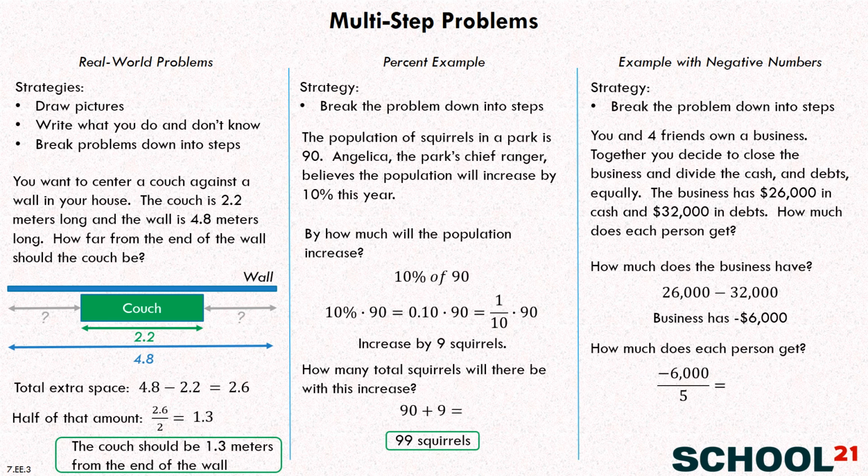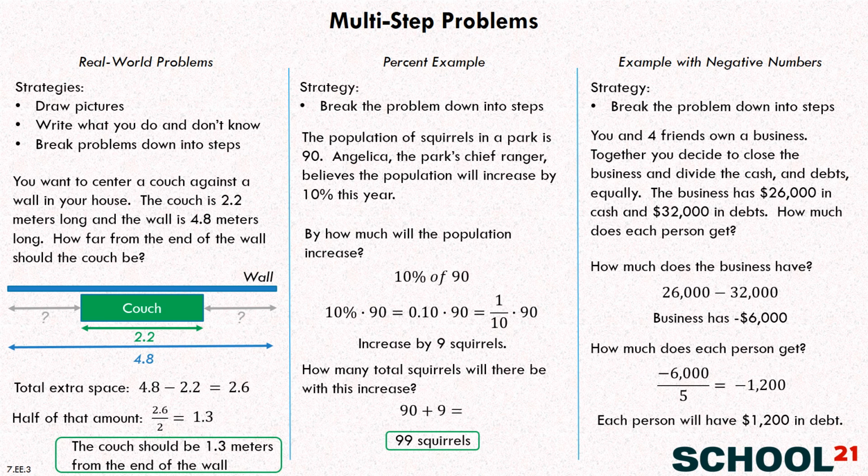Negative 1,200. Good. And what does that mean for this problem then? It means that each person would have to pay, or has a debt of how much? Negative 1,200. Yeah, so each person will have a debt of $1,200, right? Yeah. Lucky you guys, but still, you can figure out using math how to break this problem into its parts and divide up this business equally, okay?